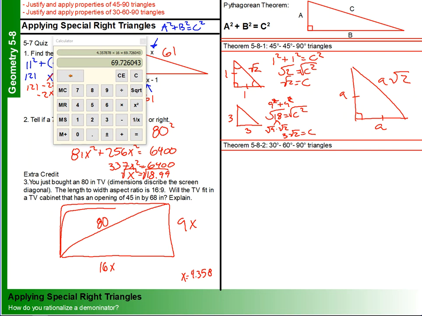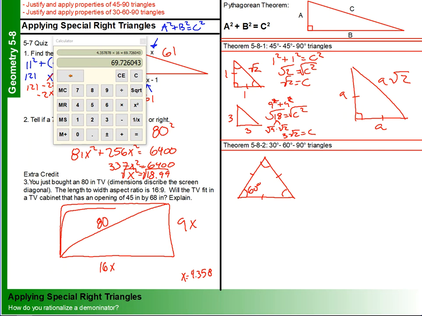All right, so for a 30-60 right triangle, the origin of this is actually an equilateral triangle. In an equilateral triangle, we have 3 sides that are all equal, which means we have 3 equal angles, and the triangle has 180 degrees for the sum of its internal angles. So 180 divided by 3 is 60 degrees. So each one of these angles is 60 degrees.